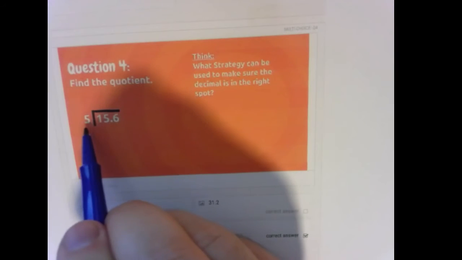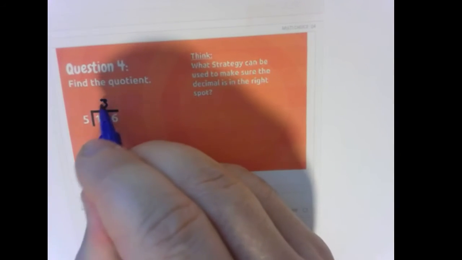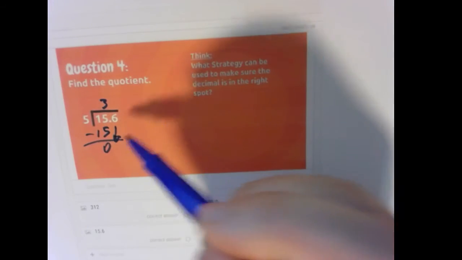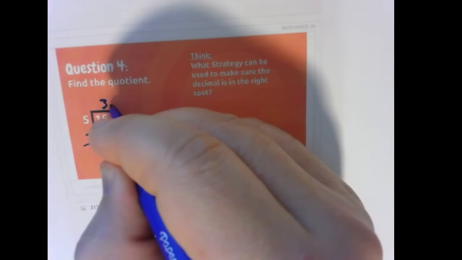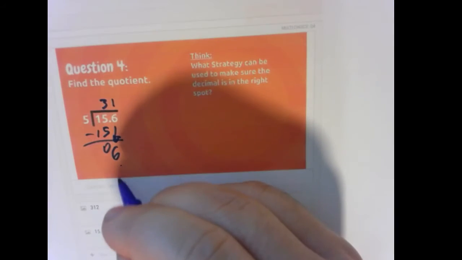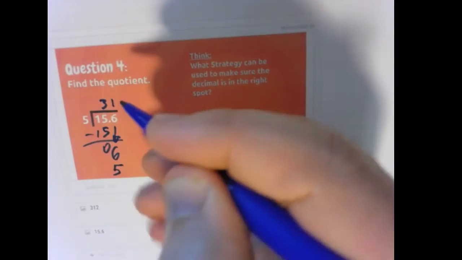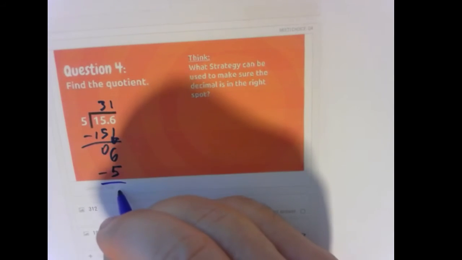Okay, find the quotient. How many times does 5 fit into 1? Doesn't fit. Does 5 fit into 15? It does. It fits 3 times. 3 times 5 is 15. Find the difference there, 0. Drop the 6 down. Okay, does 5 fit into 6? 5 fits into 6 one time. 1 times 5 is 5. And then we drop, what was the remainder though? 6 take away 5 would be 1.